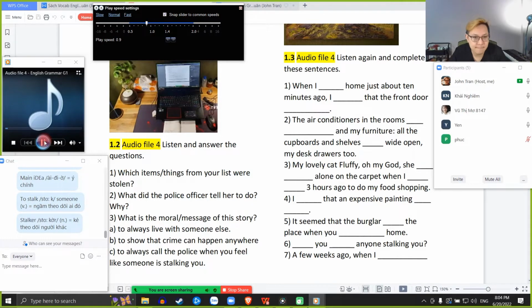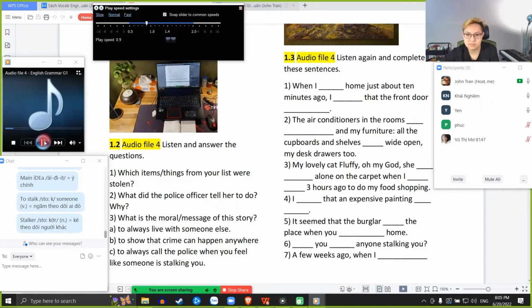Good evening, London Police Department. How may I help you? Good evening. I'm calling to report a crime in my house. Yes, can I have your name and address please? And can you tell me in detail what happened? My name is Claire Saltwater, and I live at 45 Arterial Road, North Stafford. When I arrived home just about 10 minutes ago, I realized that the front door wasn't locked and my furniture, all the cupboards and shelves were open, my desk drawers too. All my stuff was all over the floor, and my laptop is missing. I also couldn't find my lovely cat Fluffy.